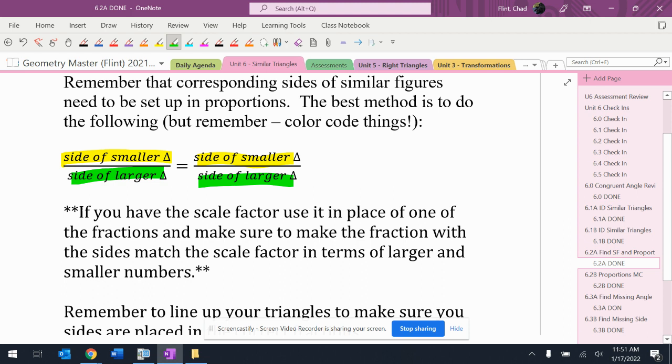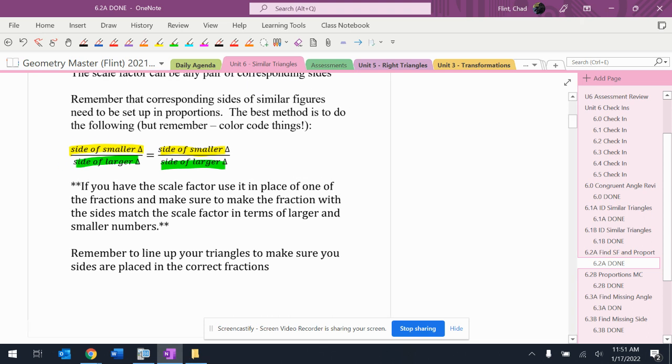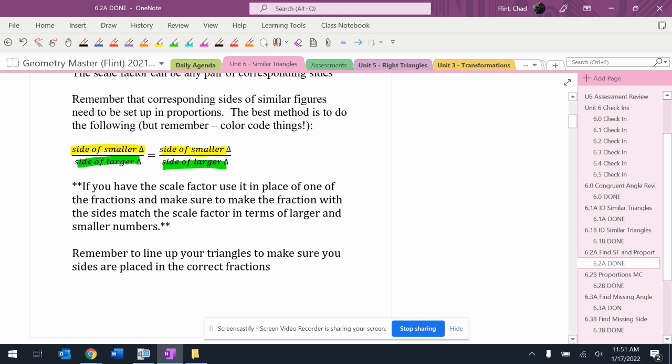I'm going to talk about color coding sides to make sure that things fit so I can look at proportions and tell what's going on. I can plug the scale factor in here. But if I cannot set these proportions up, then there is absolutely a 0% chance that I can solve any of these questions.